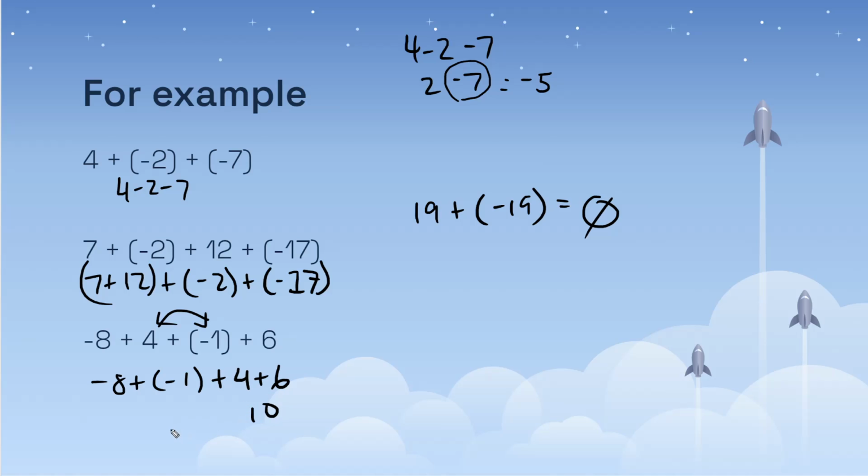So this is a 10 by substitution. This is a negative 9 by substitution. 10 plus a negative 9. 10 is the bigger number in terms of absolute value, so we know the answer is going to be positive. 10 minus 9 is 1. Positive 1.